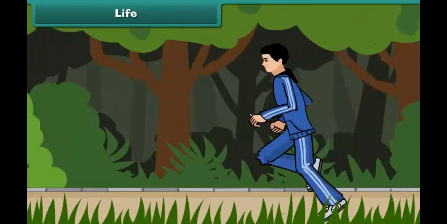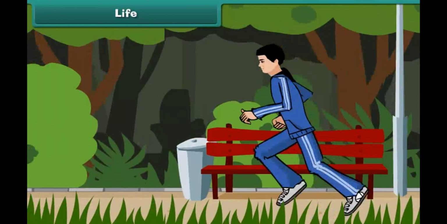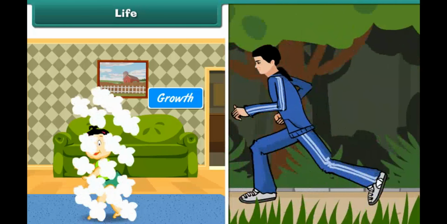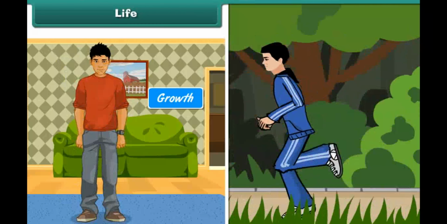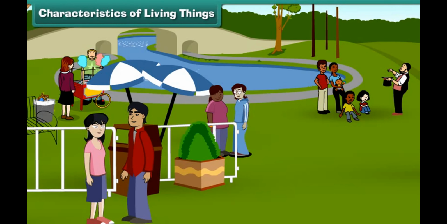Life. Life is a unique, complex cellular organization of molecules, expressing itself through chemical reactions which lead to growth, development, responsiveness, adaptation, and reproduction. Characteristics of living things. Things which depict growth, reproduction, and the ability to sense the environment and mount a suitable response are called living things.